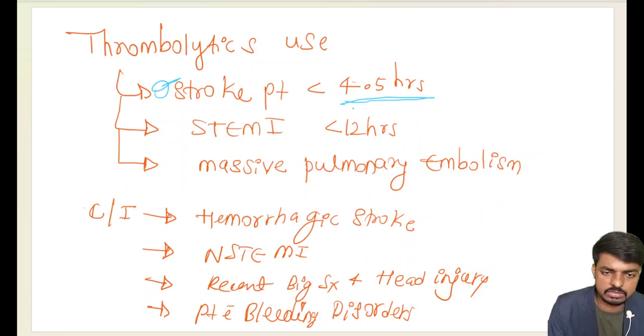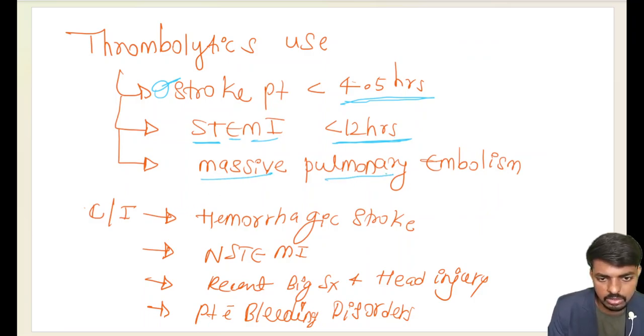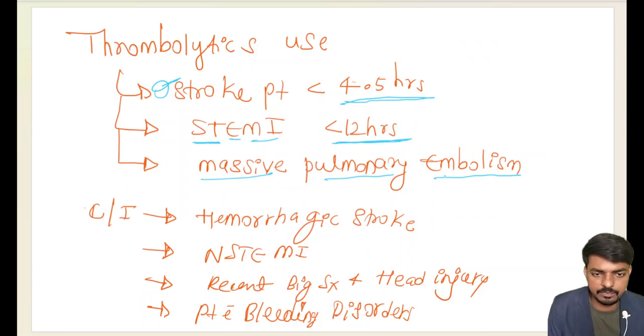Otherwise, we will not use these medications. If the myocardial infarction patient with ST elevation in the ECG, an ST elevated MI patient, comes within 12 hours, we will use the thrombolytics. Otherwise, we will not use the thrombolytics. And if there is a massive pulmonary embolism, meaning a free flowing clot accumulated in any major blood vessels of the pulmonary system, that is what we call massive pulmonary embolism. At that point also we use the thrombolytics. Otherwise usually we will not use the thrombolytics.